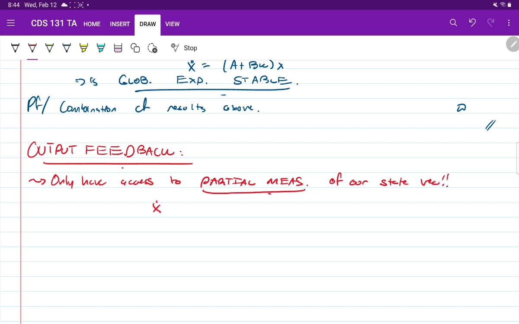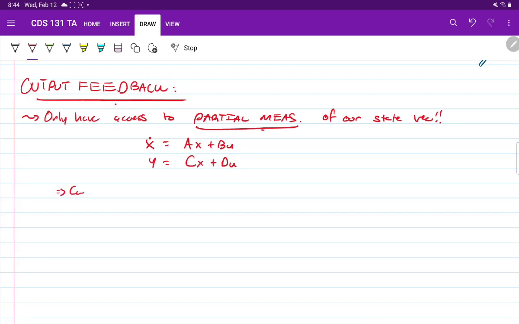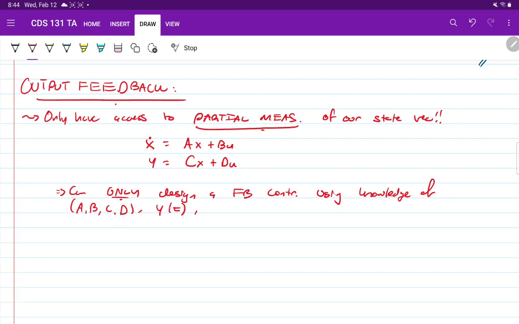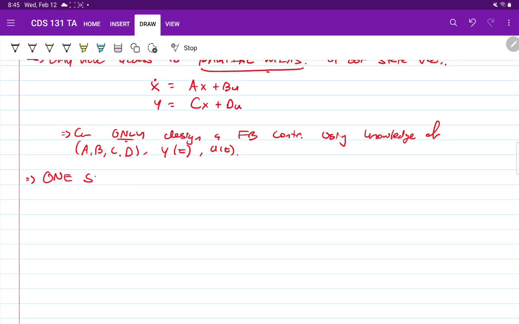Okay, so now if we have a state space system x dot equals Ax plus Bu with the output equation y equals Cx plus Du, we can only design a feedback controller using knowledge of your system matrices A, B, C, D, your output signal over all time, y of t, and let's say your input signal over all time, u of t. Okay? So now we have no idea what the actual state of our system is. So how do we go ahead and design a stabilizing controller in this case, right? Well, take a moment to think about this problem, see what you might do. Okay, so I'll assume that you've given this some thought, right? So one strategy for solving this problem is to see if we can estimate our state. So we construct an estimate x hat of t of our true state.